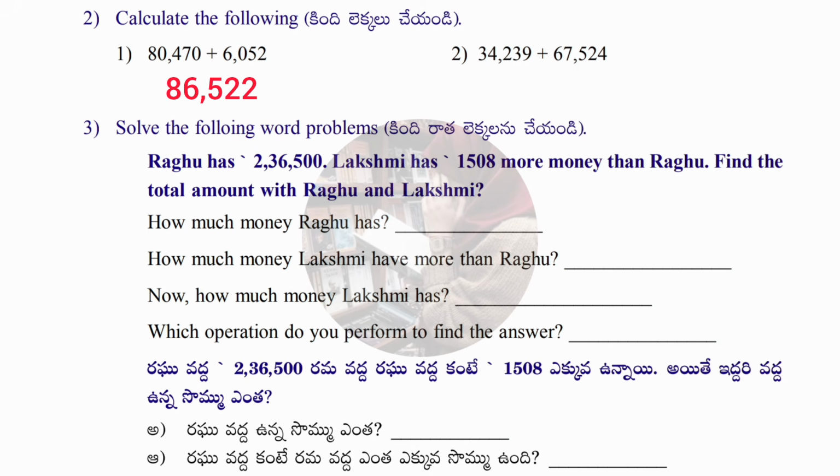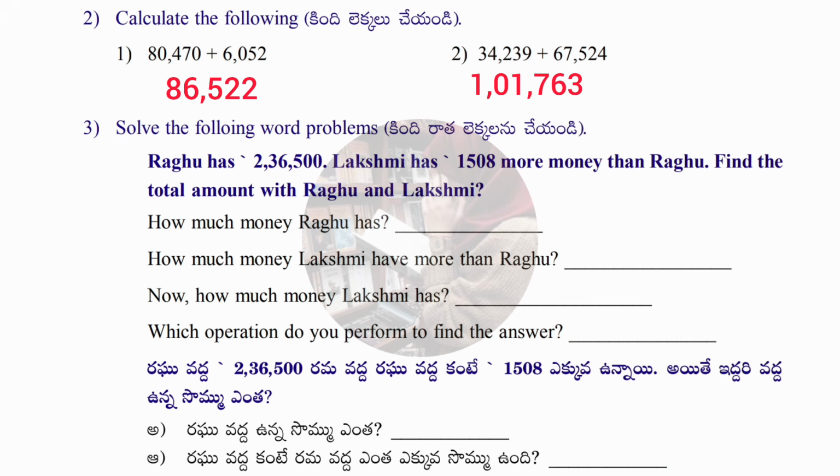34,239 plus 67,524. Okay, if you add it, you will get the answer as 1,01,763. Okay, so write it down carefully, guys.